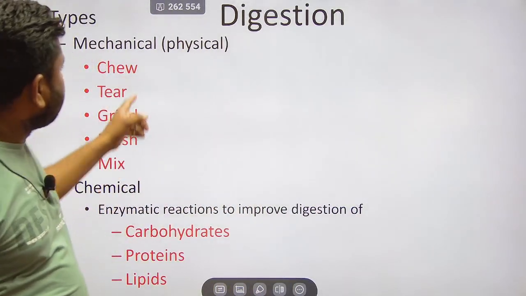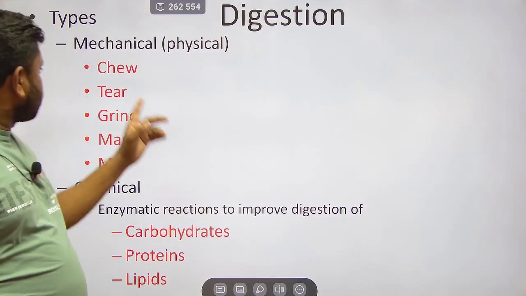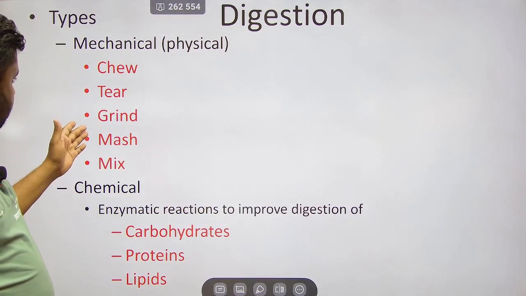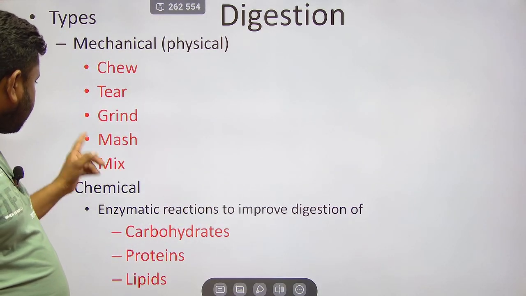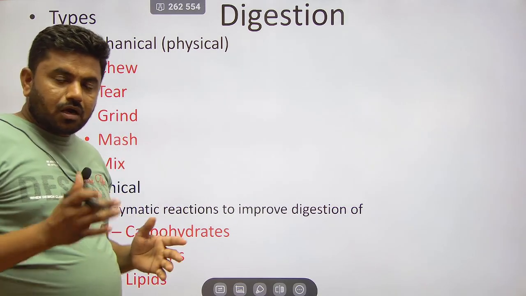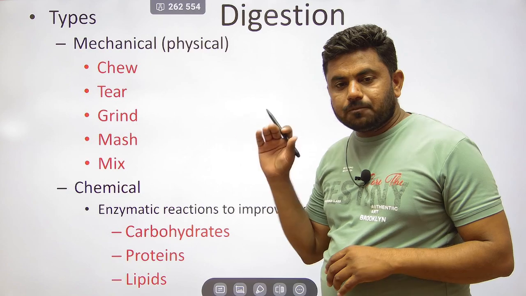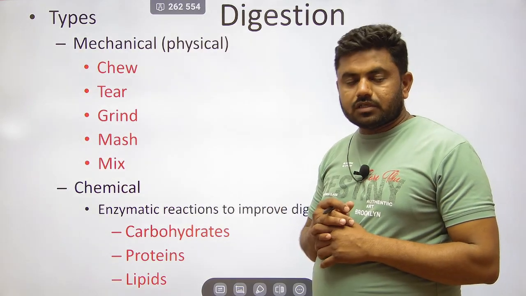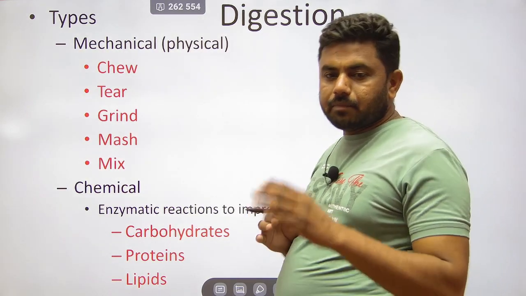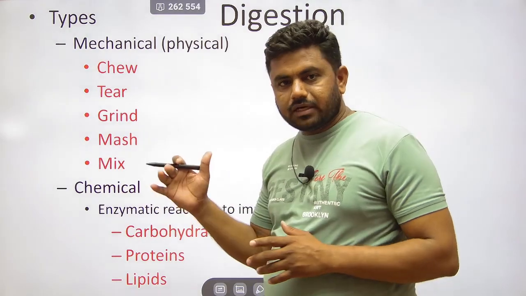The mechanical, which is the physical and related to the chewing of the food, tearing, grinding, that is to grind, mash and mix. After eating, this whole process happens in our physical digestion, or we can say in the mechanical process of digestion.